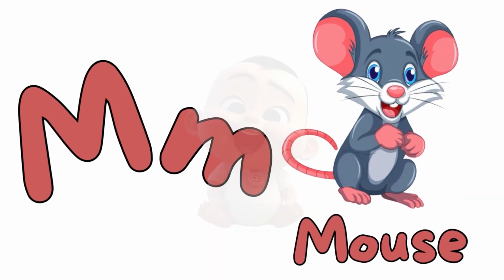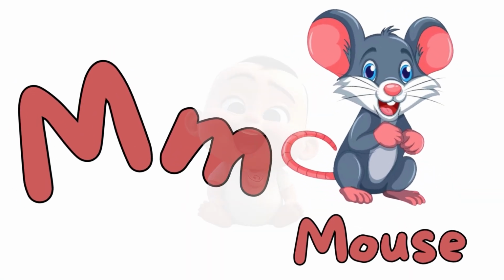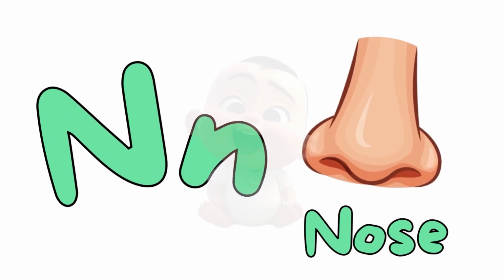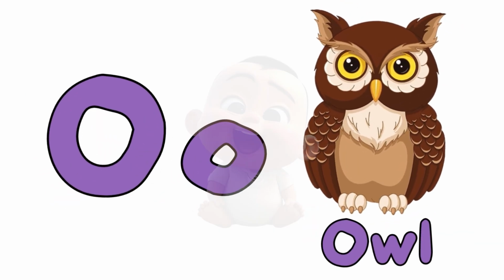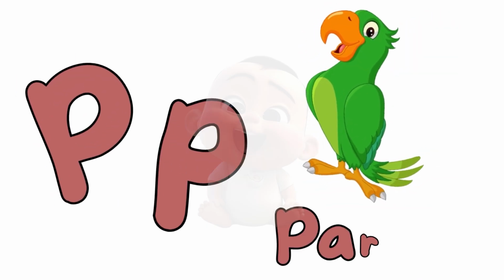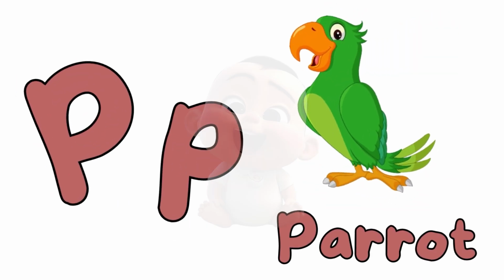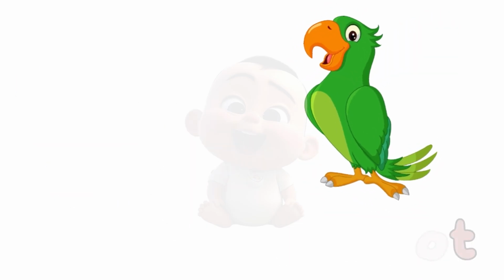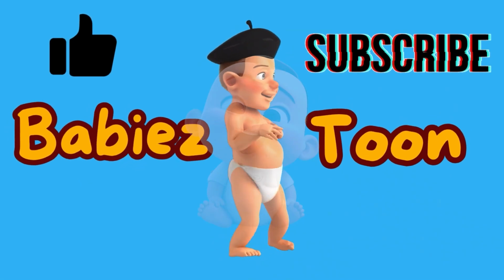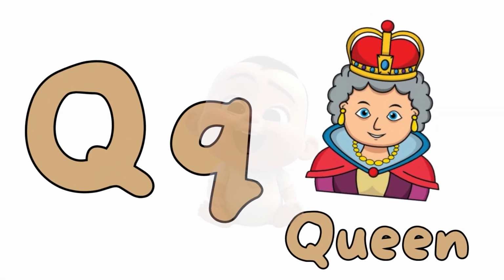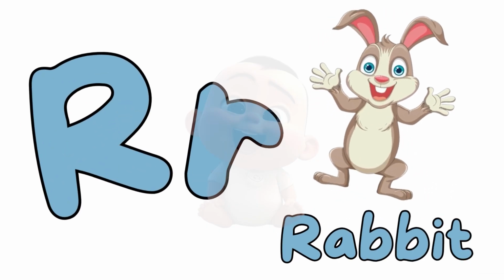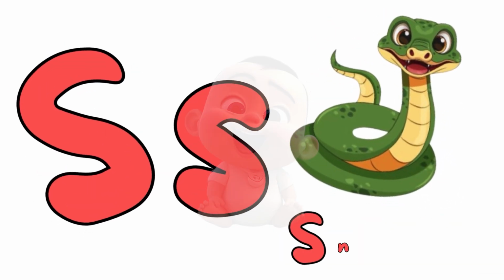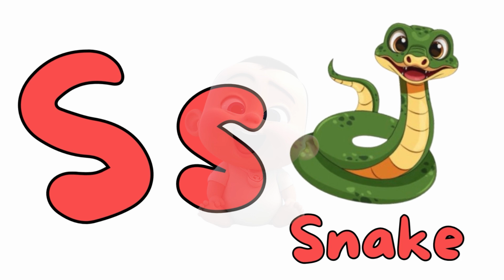M is for mouse. Mouse. N is for nose. Nose. O is for owl. Owl. P is for parrot. Bird. Q is for queen. Queen. R is for rabbit. Rabbit. S is for snake. Snake.